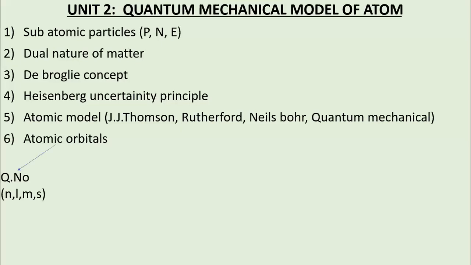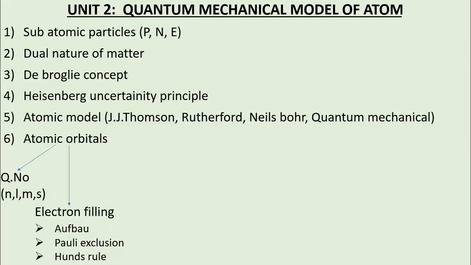The atomic orbital is described by the quantum number method. N represents the principal quantum number, L the azimuthal quantum number, then the magnetic quantum number, and S corresponds to the spin quantum number. The next comes electron filling by three methods: Aufbau principle, Pauli's exclusion principle, and then Hund's rule. Based on these rules, how the electrons are filled in the atomic orbital. The next comes shapes of atomic orbitals like S, P, D, F.